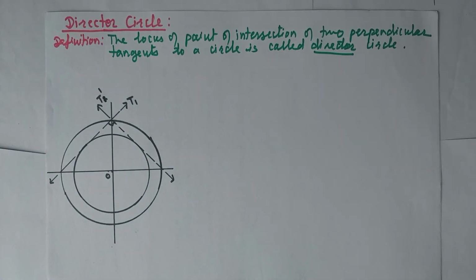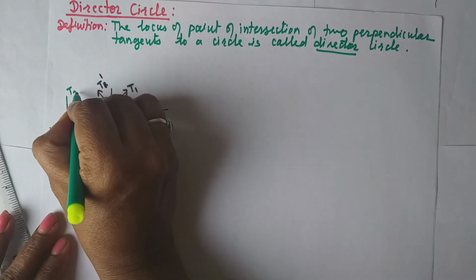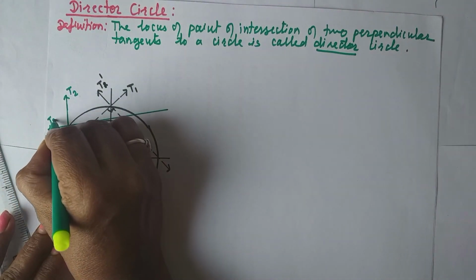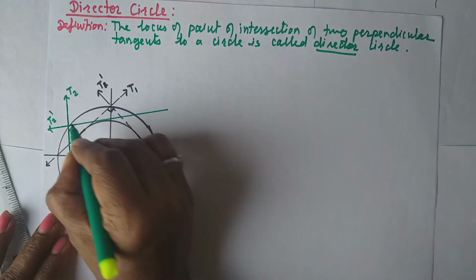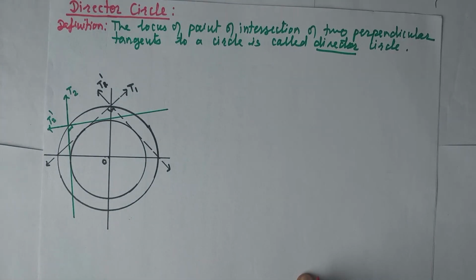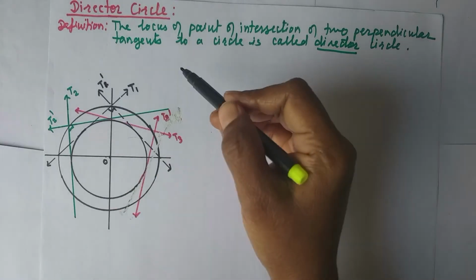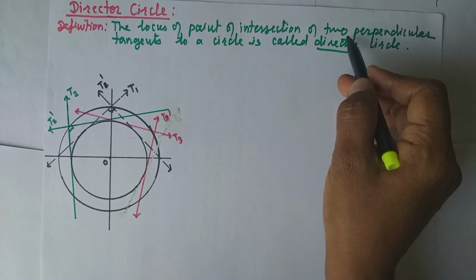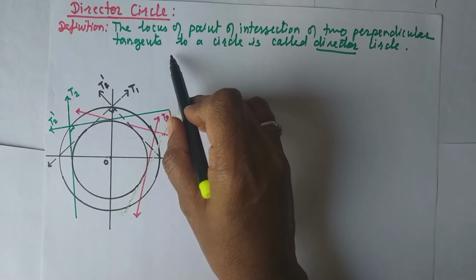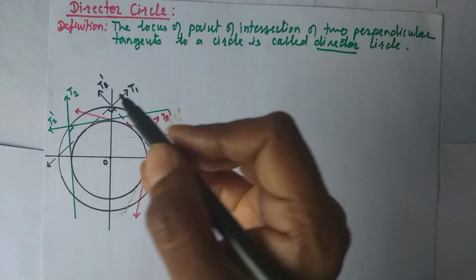Okay. Now I will draw the second pair of tangents, T2 and T2 dash, such that both are perpendicular to each other. Then I will draw the third pair here. Now see here, with the diagram the definition will be more clear to you. The locus of the point of intersection of two perpendicular tangents.